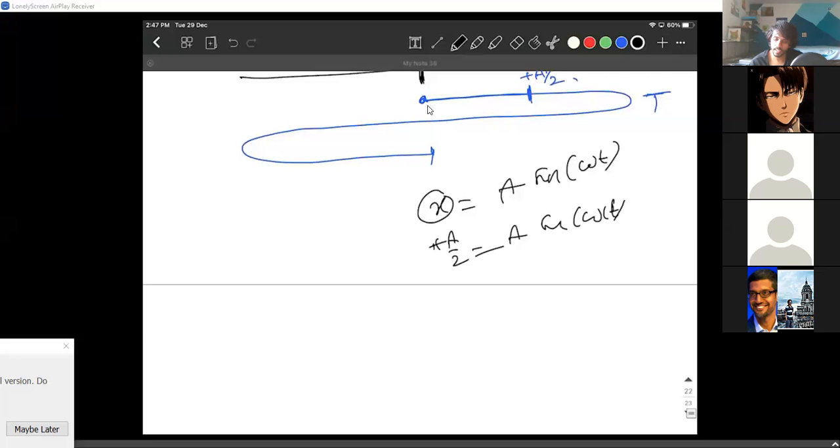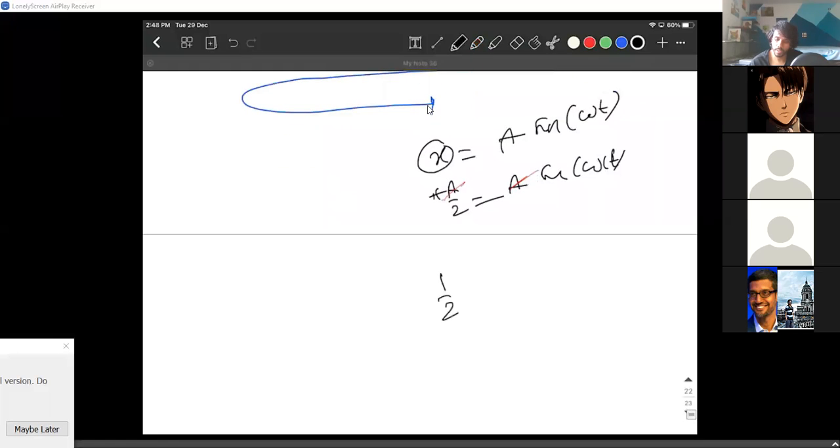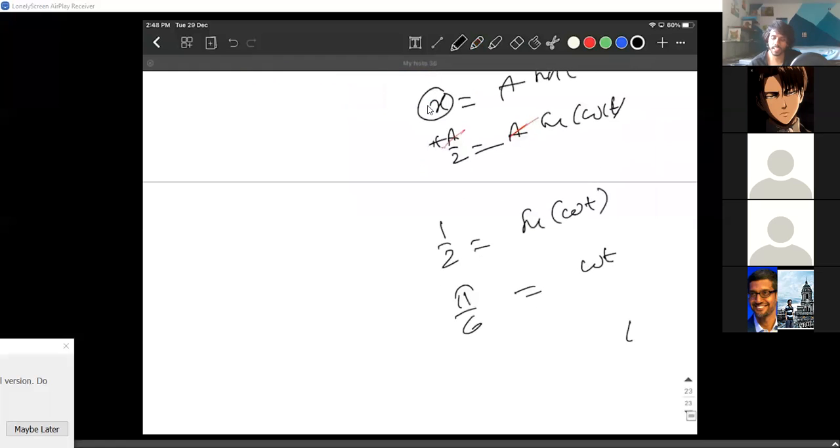I have to cancel these two, right? So I have 1 by 2 equals sine omega t. Sine omega t is 1 by 2, which means omega t equals sine inverse 1 by 2. How much is it? 30 degrees, sir. 30 degrees or pi by 6. I can write it as pi by 6. So the time taken to get here is pi by 6 omega.